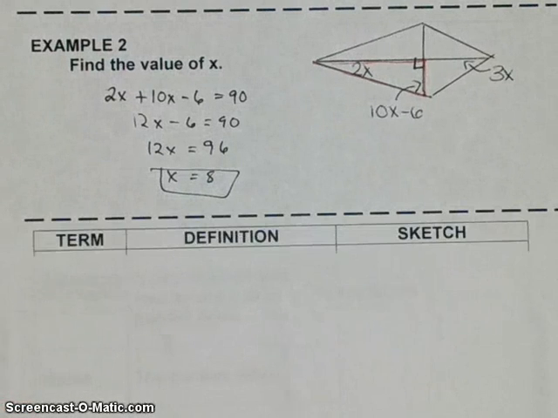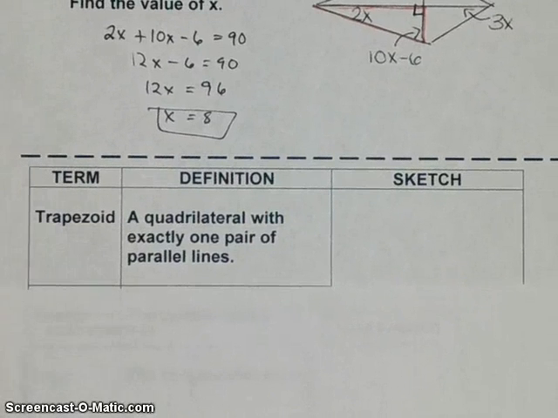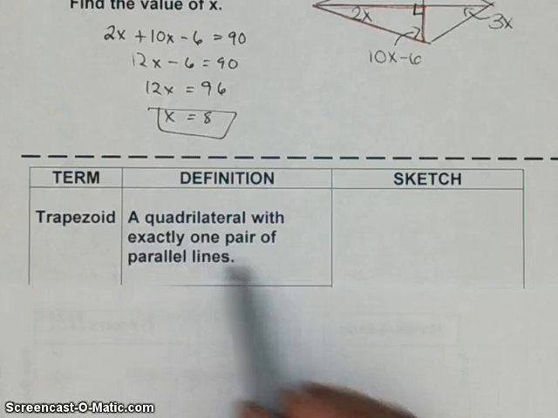Alright, so those are a couple of examples on kites. Now we're going to move to trapezoids. The definition of a trapezoid is a quadrilateral with exactly one pair of parallel sides.